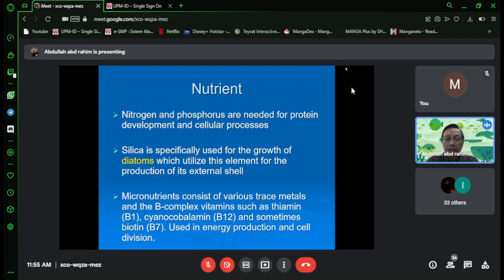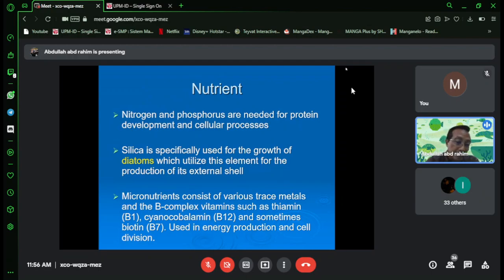So similarly, when you grow your microalgae in hatcheries, you need to make sure there is enough nutrient, especially nitrogen and phosphorus. In addition to this, you do need a particular element called silica, especially for diatoms such as Chaetoceros and Skeletonema. Why silica? Because silica is used for the growth of diatoms, all right? And then they use this element, this silica, for the production of their shell.